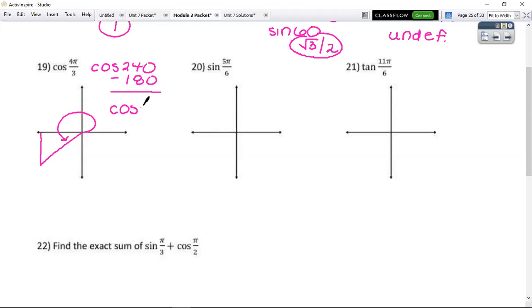However, there's one other thing we did last week. We're not in the first quadrant. ASTC. And what do I know about cosine in the third quadrant, guys? Negative.